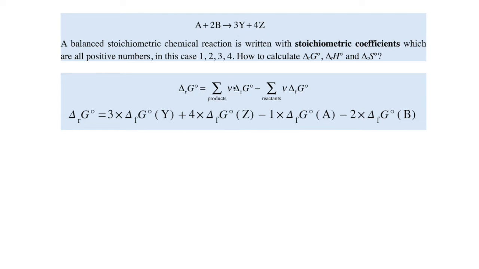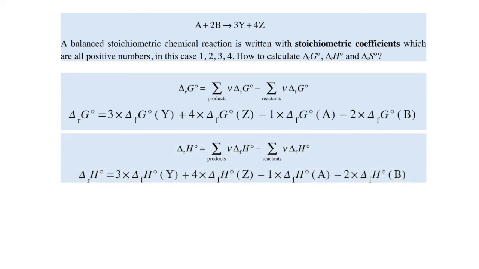We're going to multiply each term by the stoichiometric coefficient of that product. We're going to sum up all the products, and then we're going to subtract off similar terms for each one of the reactants, right? Again, we take each delta G of formation of each reactant and multiply by the stoichiometric coefficient. We sum up the products, sum up the reactants, and subtract the reactants from the products.